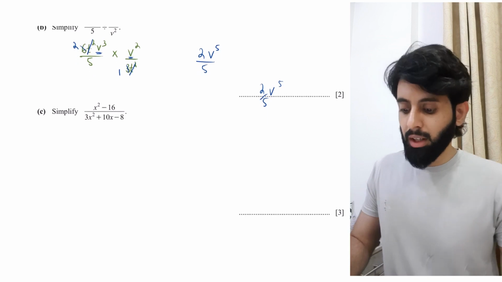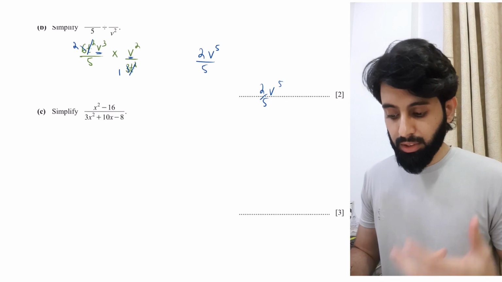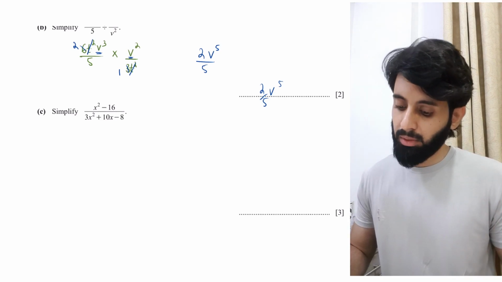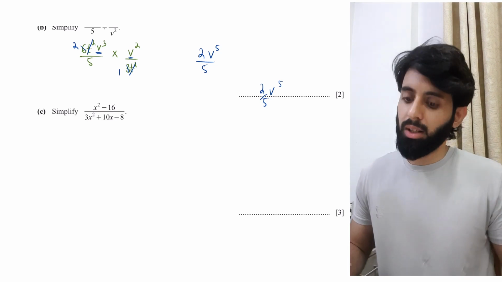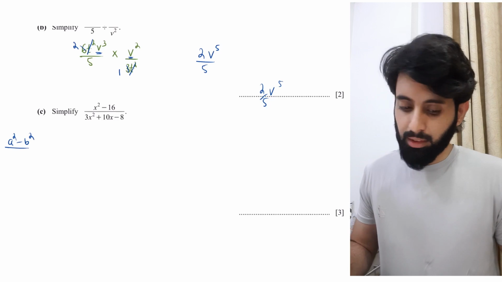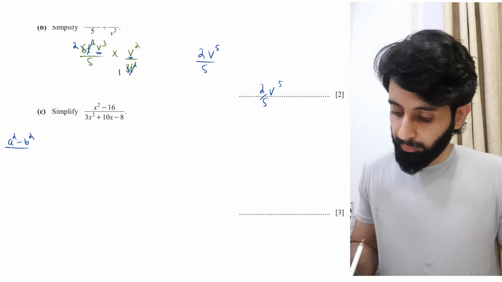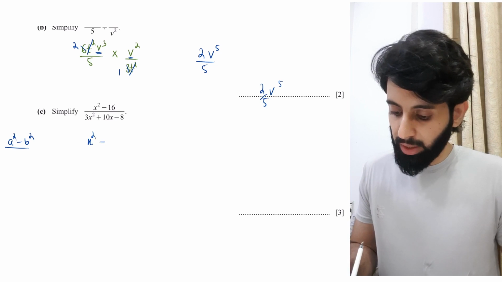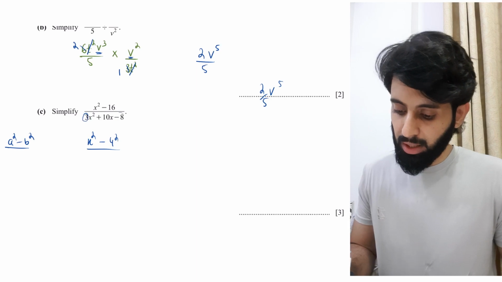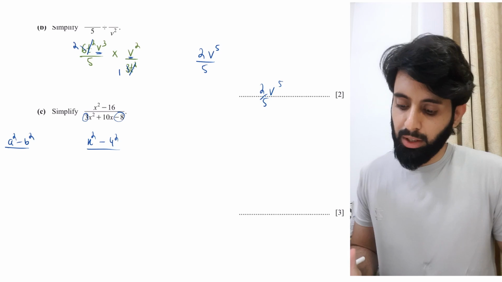Okay, simplify. You have a quadratic expression in the numerator and a quadratic expression in the denominator. The difference is that in the numerator you have 2 perfect squares with a minus sign in between, which means we can apply the identity a squared minus b squared. The denominator will have to be factorized like a regular quadratic expression. So the numerator can be written as x squared minus 4 squared. In the denominator, 3 times minus 8 is minus 24. So I need to come up with factors of minus 24 that give me positive 10.